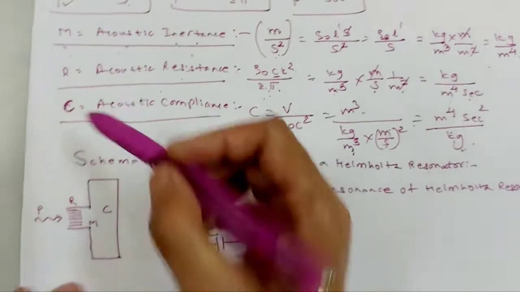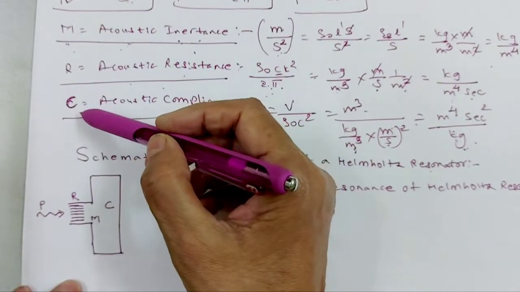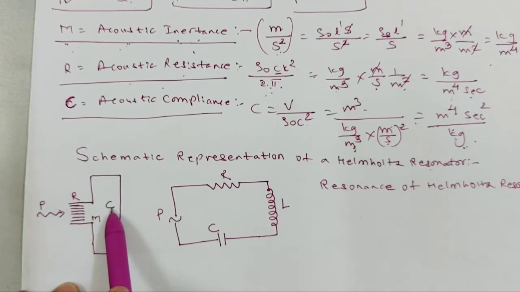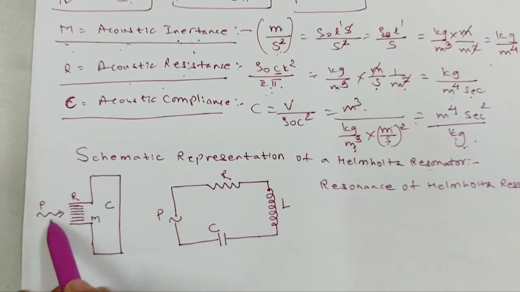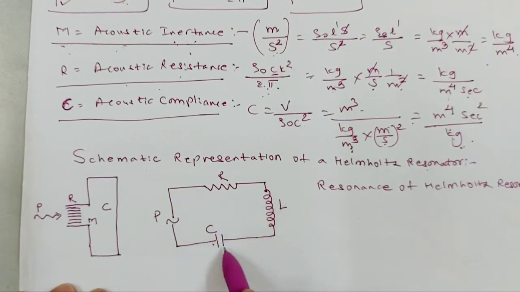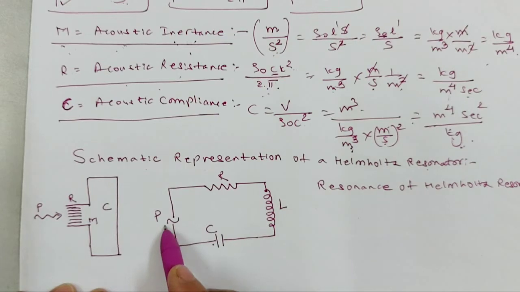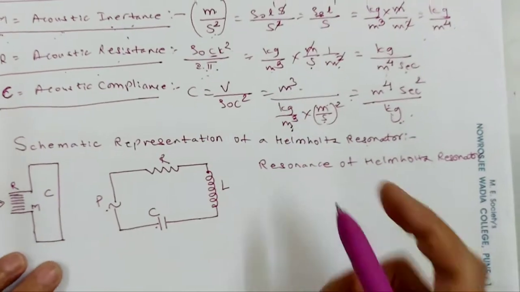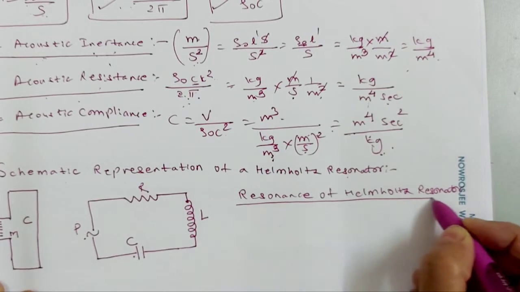Now the values M, R and C are represented over here. This is your R, acoustic resistance. This is M, acoustic inertance, and this is C, acoustic compliance. This P is the incident wave, which is shown similar to the LCR circuit connected in series, and this is your AC input. Fine.